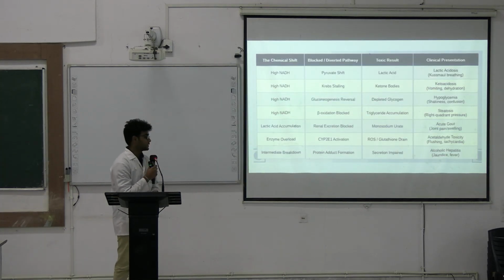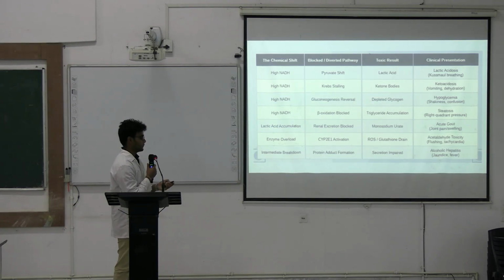Now in this chart we can see what is actually happening. Due to high NADH and low levels of NAD+, the Krebs cycle is blocked and a pyruvate shift happens. So pyruvate is converted to lactic acid, which causes lactic acidosis. High NADH also blocks acetyl-CoA, which gets dumped into ketone body formation, causing ketoacidosis. And due to the high NADH level, there is a high energy state, which causes gluconeogenesis reversal and causes hypoglycemia.